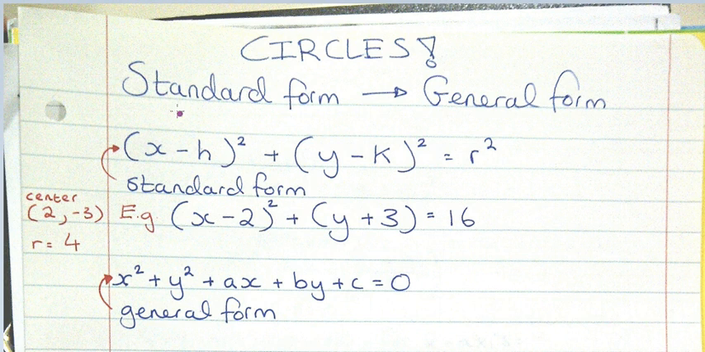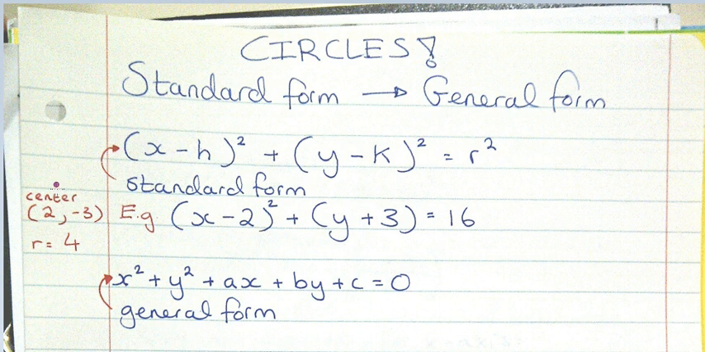So you want to turn a standard form equation to a general form, right? So this is how a standard form equation looks like. Okay, so if they gave us a question and they gave us that the center coordinate of a circle is (2, -3), and the radius is 4, we need to fill in this information into the standard form equation.